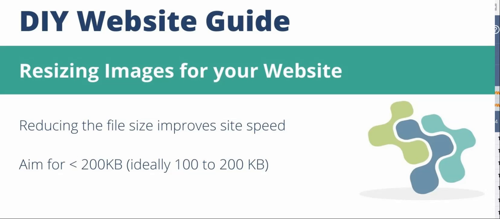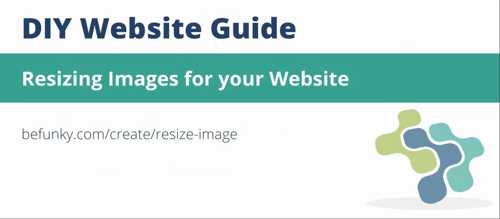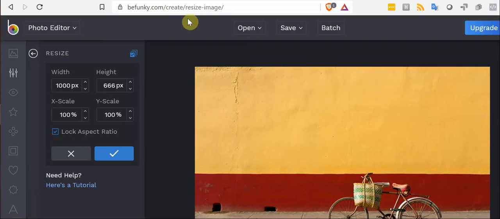There are lots of ways of doing this. I'm just going to show you one which I think is one of the most accessible and the easiest. It's online, so this is what we do. The website is called Be Funky and the address is create resize image. So this is the screen you see when you go to this URL.